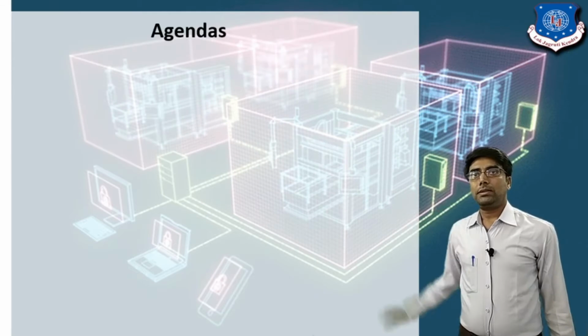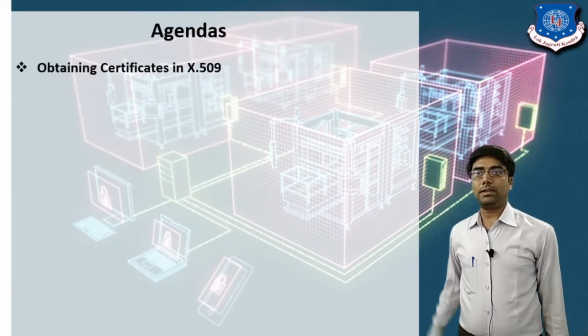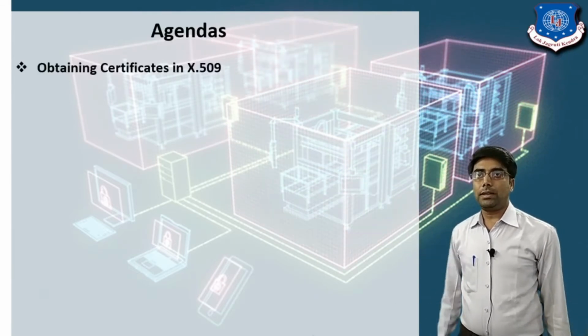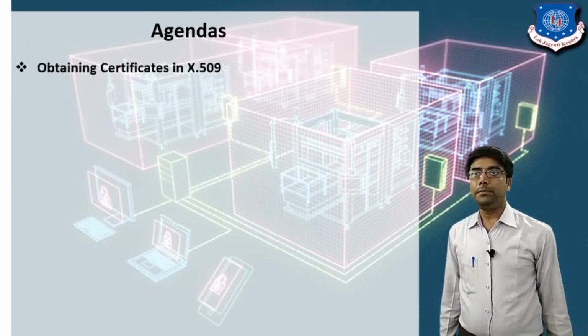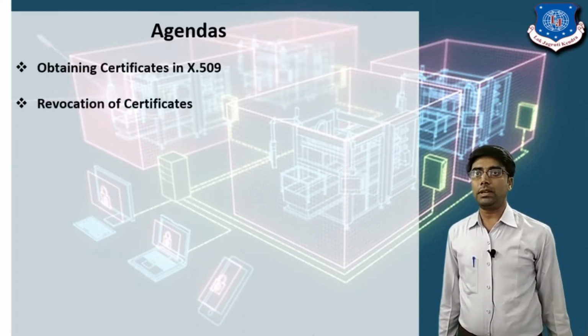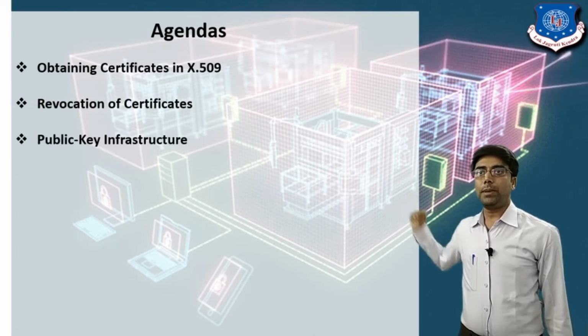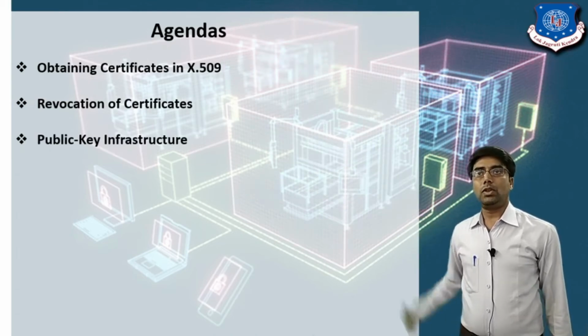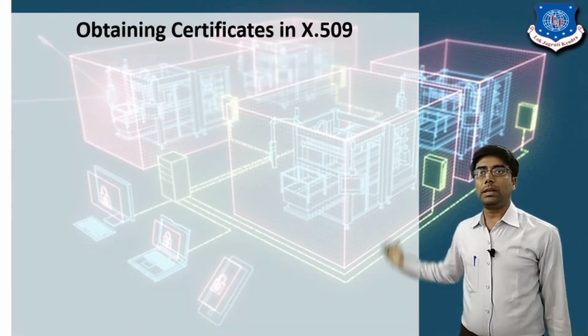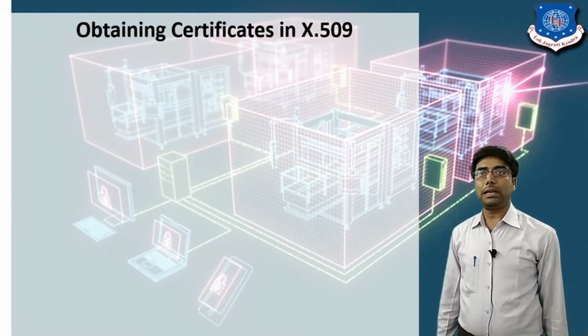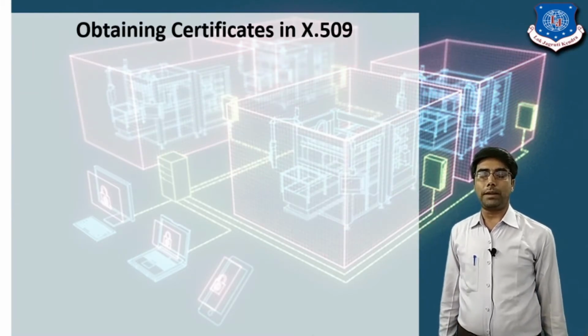So let's start with the agenda. The first is obtaining the certificate in X.509, the second is revocation of the certificates, and the third is the public key infrastructure. So let's start. The first topic is obtaining the certificate in X.509.